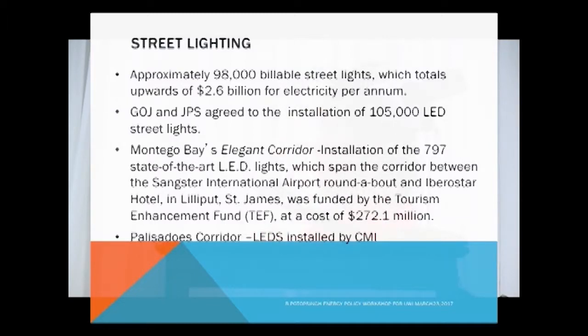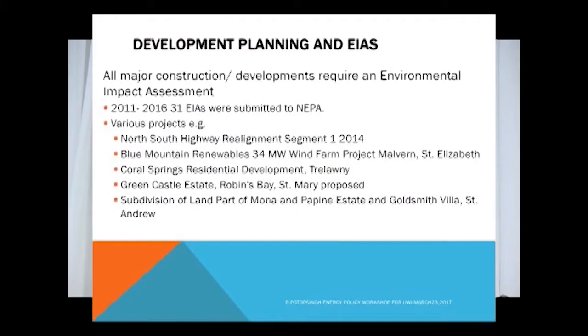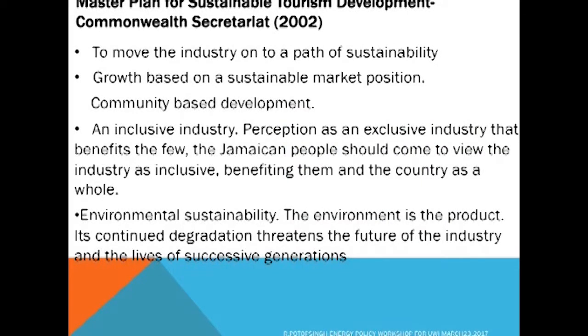But there are other examples that have happened already. The Montego-based Elegant Corridor, where almost 800 LED lights were installed, funded by the TEF. And you also have the Palisades Corridor, where LEDs were installed by the Caribbean Maritime Institute. So here we have examples of how we are building sustainability into some of our national projects. And we also have the requirement for environmental impact assessments to be done for our major projects. Those were some examples of the projects that we have.